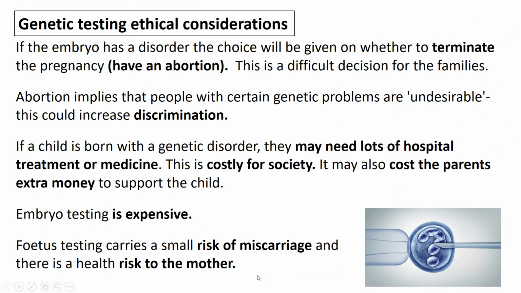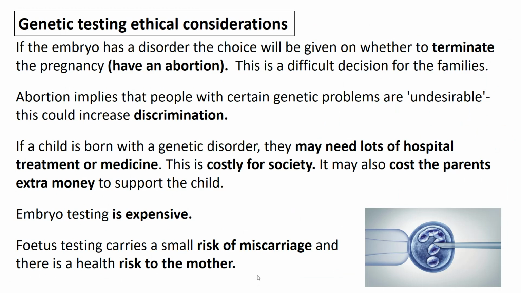Now, there are many reasons for having a genetic test, but there are some ethical considerations to think about along the way. You have to decide, if the embryo does have a disorder and you've done a test while pregnant, whether you're going to terminate the pregnancy, which is to have an abortion. Obviously, that's a very difficult decision for families to make. And does having an abortion imply that people with certain genetic problems are undesirable? This actually could really increase discrimination. If a child is born with a very serious genetic disorder, they may need lots of hospital treatment or medicine to support them. That's going to be costly for society as well as the parents themselves, and some parents might not be in a position to support that.